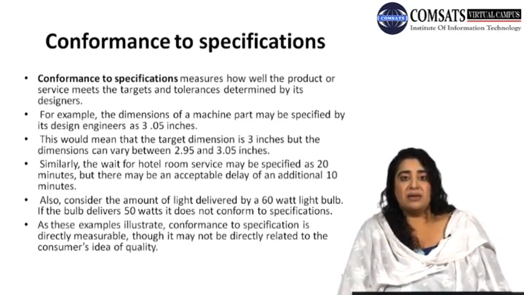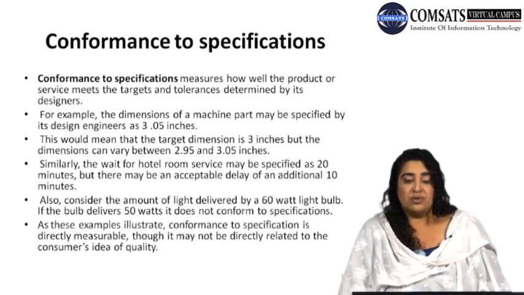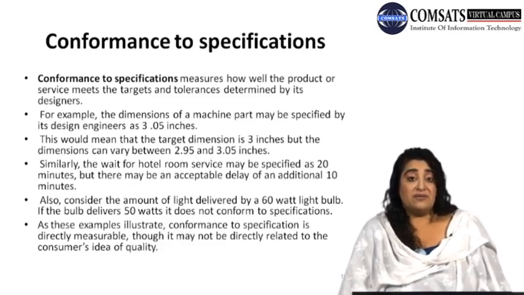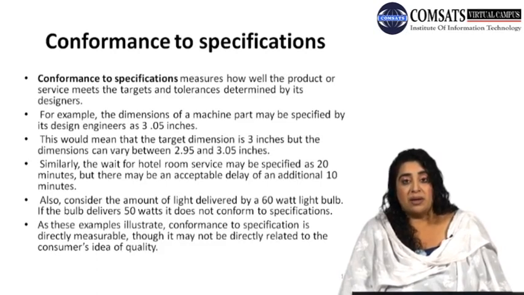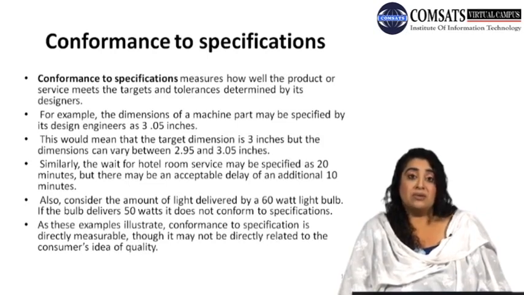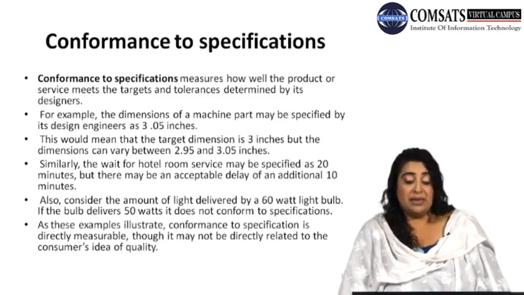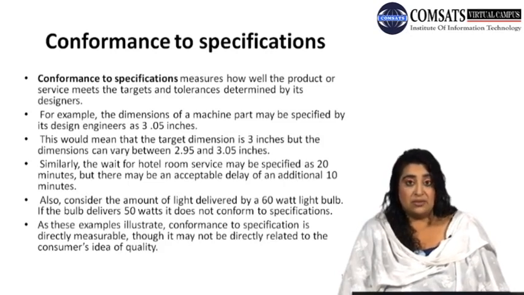Even if you go to a restaurant, sometimes you ask them how long it's going to take when you order food to take away and they would say 15 to 20 minutes. So they're specifying 20 minutes. The acceptable delay would be an additional 10 minutes at the max. But if they take longer than that, that means they are not providing the proper quality of their time management. Also consider the amount of light delivered by a 60-watt light bulb. Another example would be that you check the light that comes from a 60-watt light bulb.